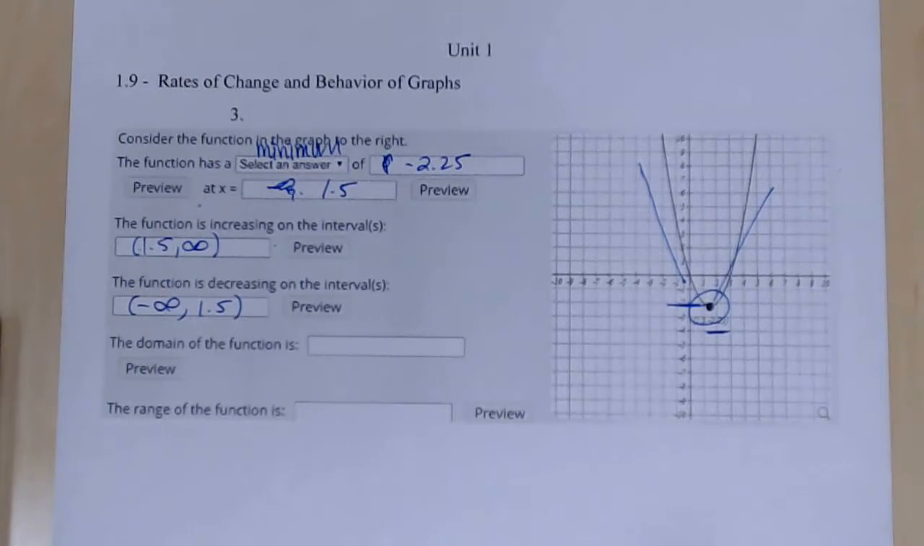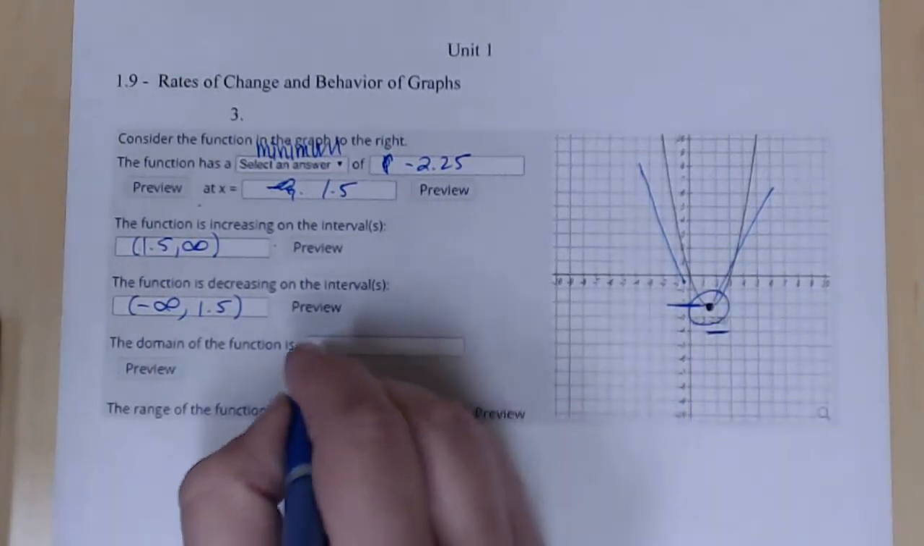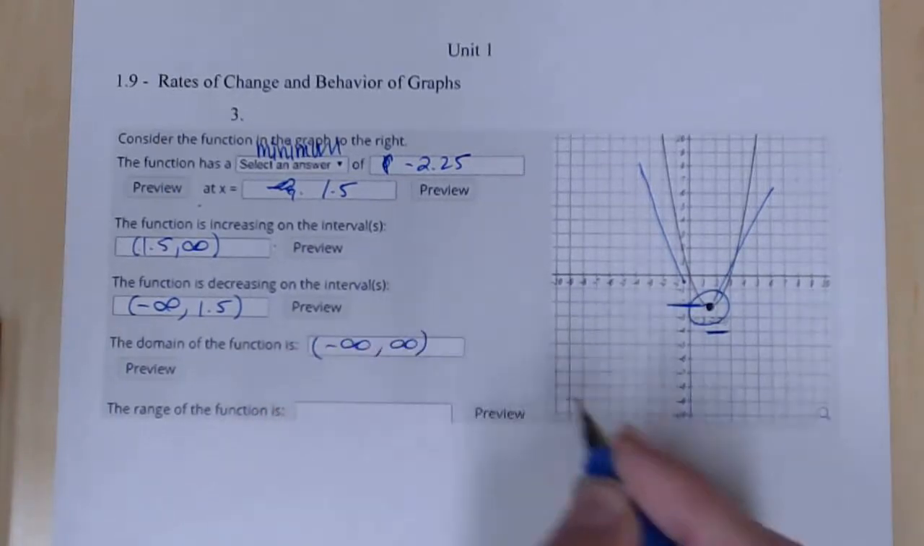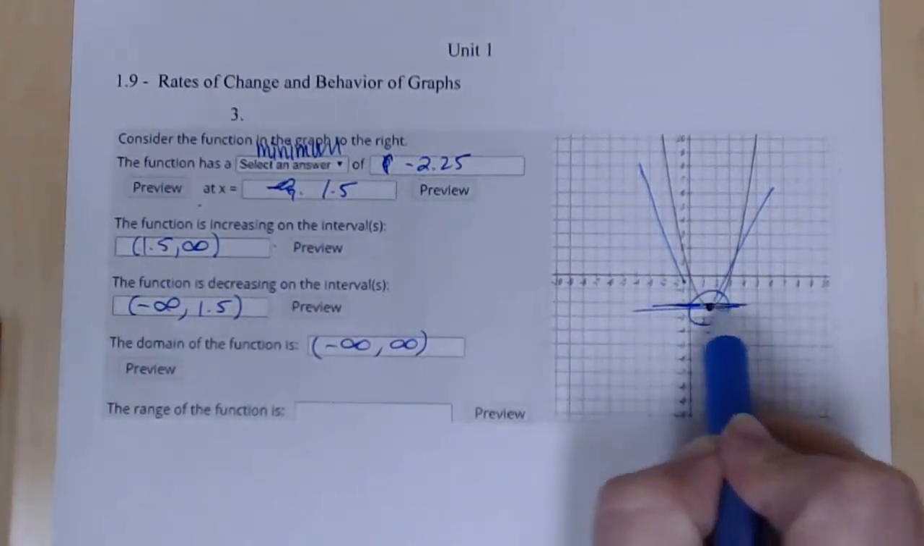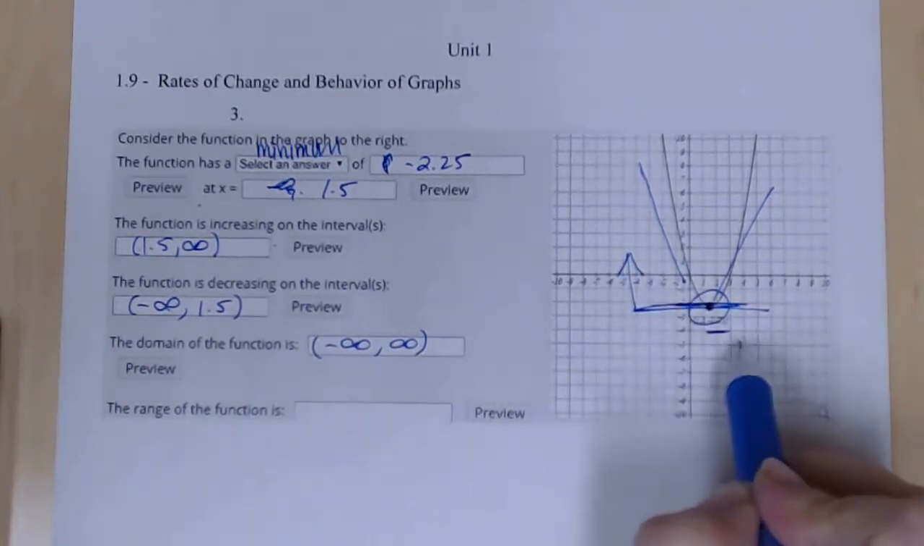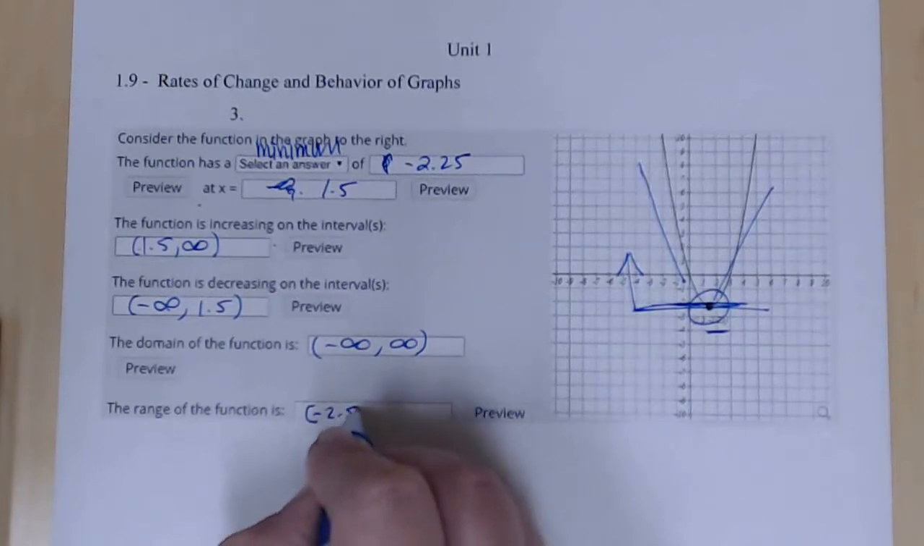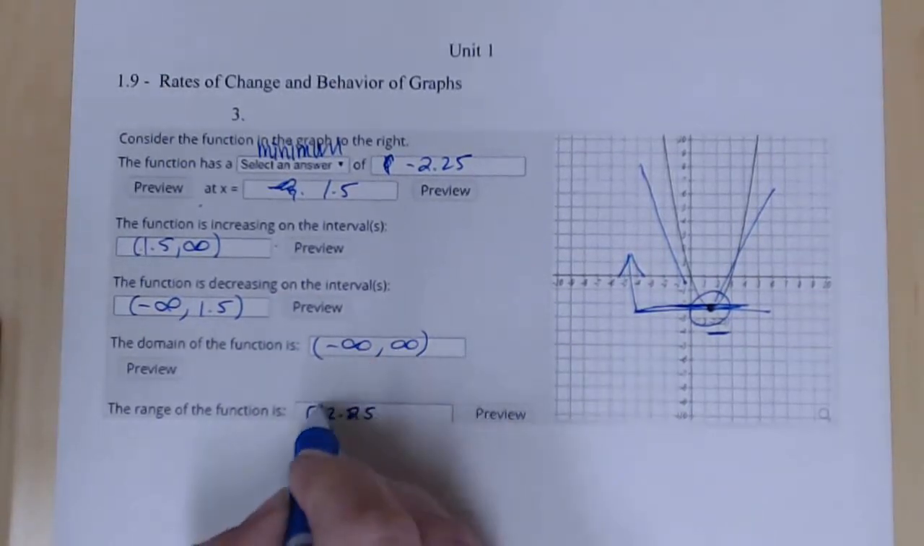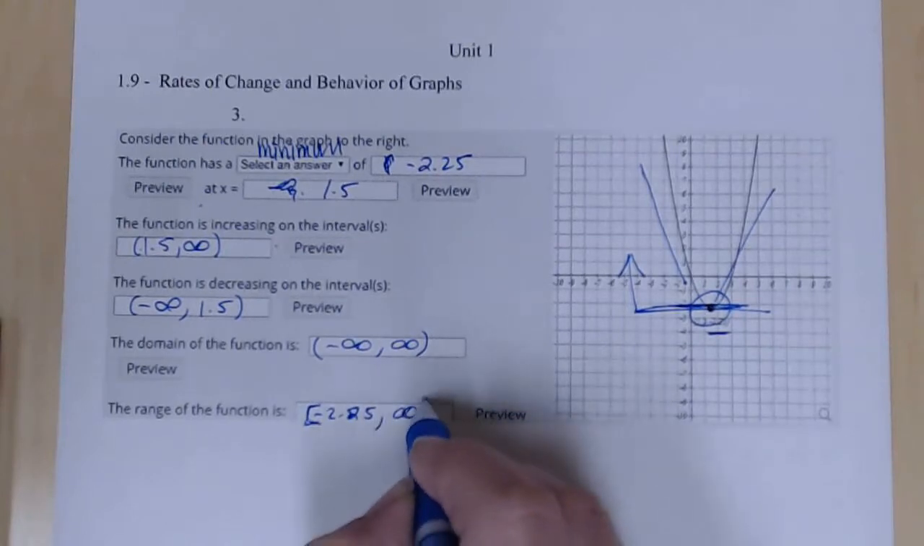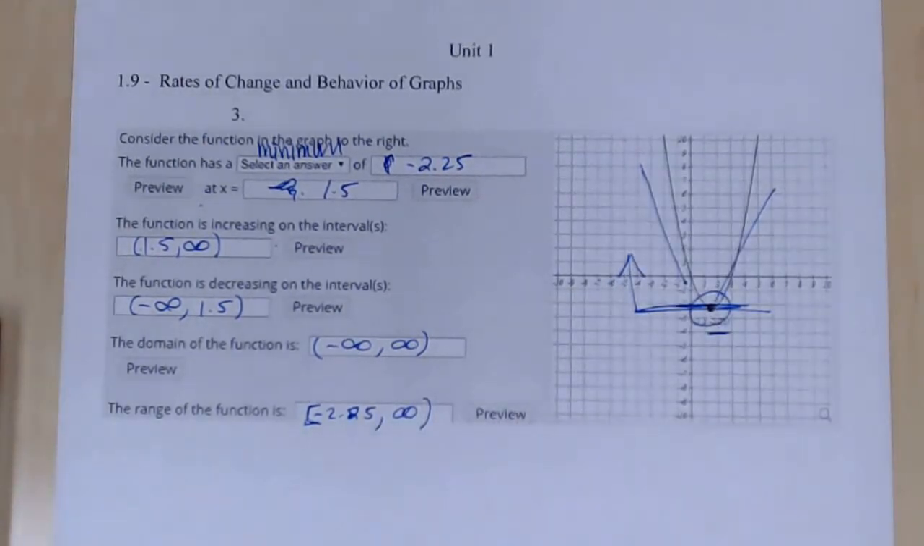Then it asks me domain and range. This is a quadratic. Notice it has that U shape. The domain of all your quadratics are negative infinity to infinity. And the range would be from this point up. So starting at negative 2.25. And we do have a value there, so bracket, comma, positive infinity. So I really like a question like this because it kind of puts everything together. Domain, range, minimum, maximums, increasing, decreasing, and it's still using that interval notation.